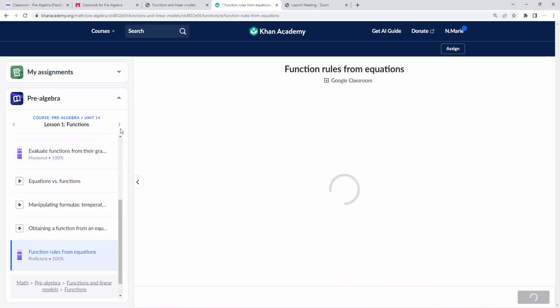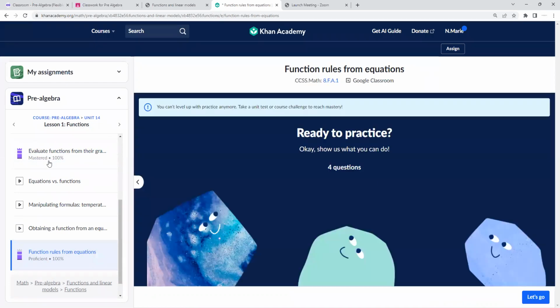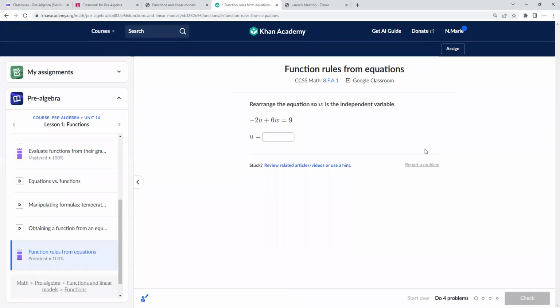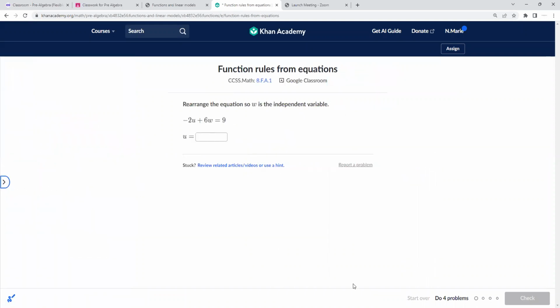So let's move on to function rules for equations. Rearrange the equation so w is the independent variable. This is where it could get kind of tricky. Lots of students don't know how to rearrange equations. It really takes practice. I want to get the w alone, right? It's just like with solving equations. When you want to move something that's positive to the other side, you subtract, and vice versa. When something's being multiplied, you divide, and vice versa.